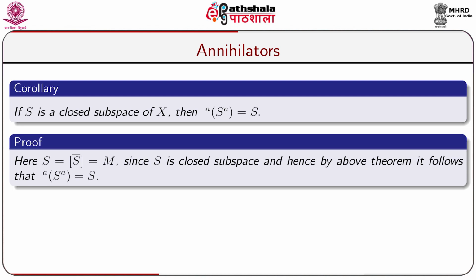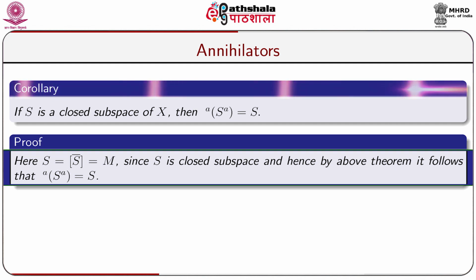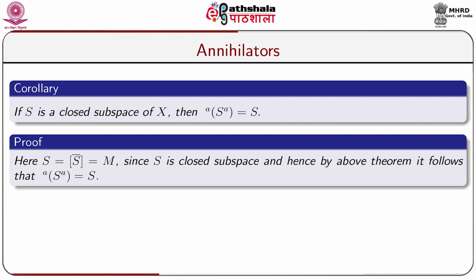So, in this regard we take a corollary. If S is a closed subspace of X, then the annihilator of SA is equal to S. Here S is equal to the closure of [S], which is equal to M. Since S is closed and S is a closed subspace, by the above theorem it follows that the annihilator of SA is equal to S.